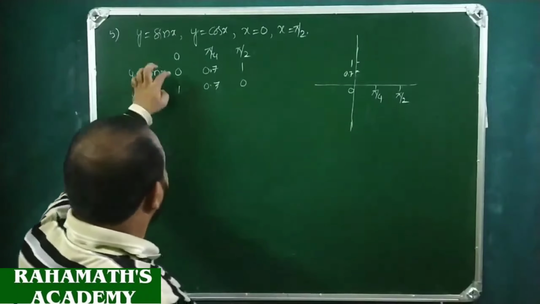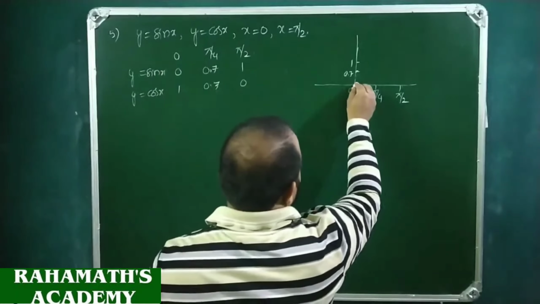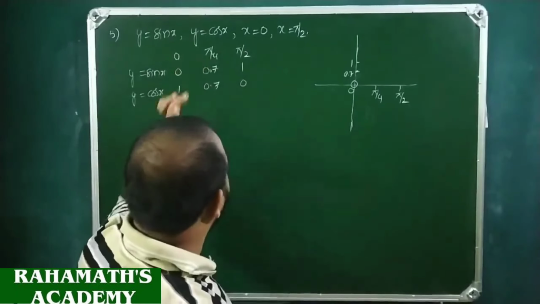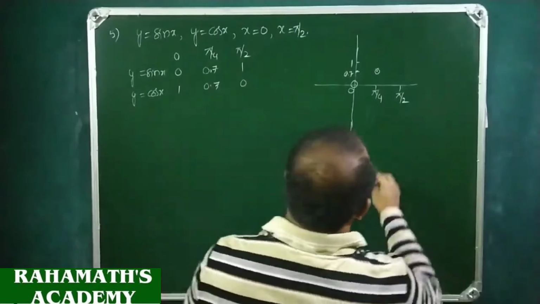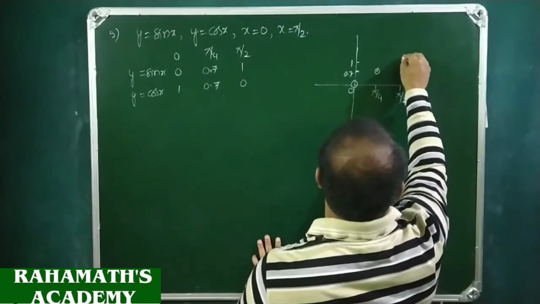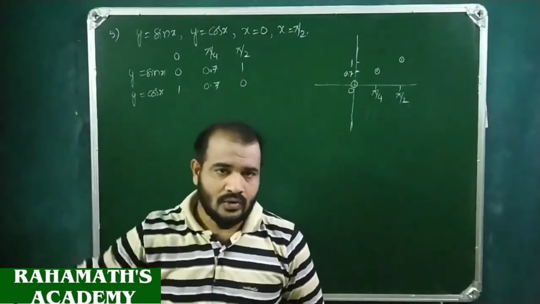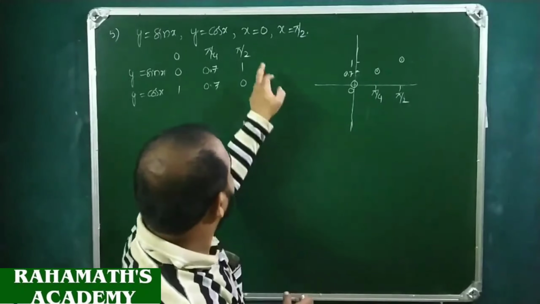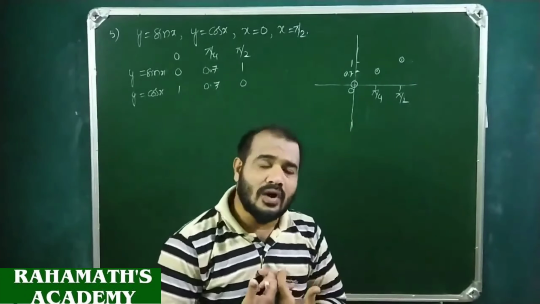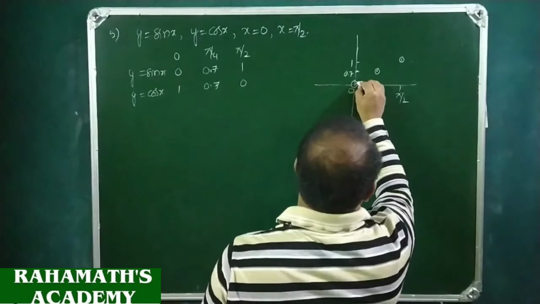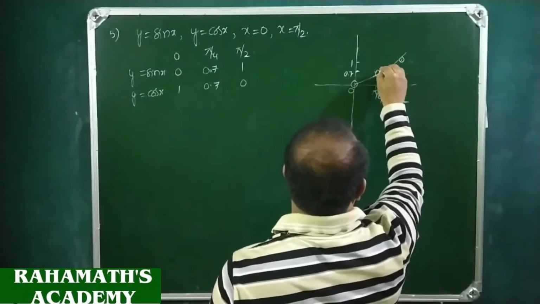So now, first let us draw the diagram of y equals sin x. 0, 0. Next, pi by 4, 0.7. Pi by 2, 1. I don't want the exact sine curve. Since 0 to pi by 2 only is given, the part of that sine curve is what we want to know. You just join. So join, this we are getting, the rough sketch.